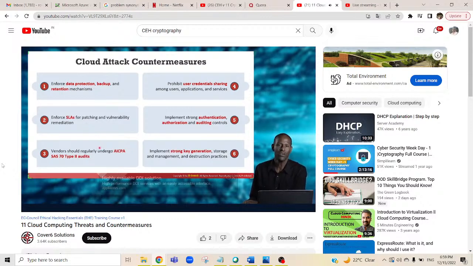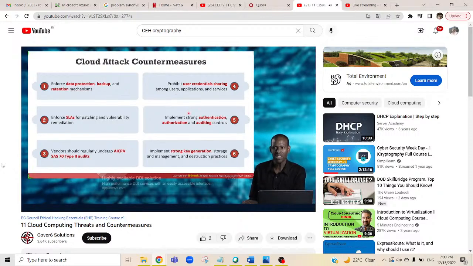Also, make sure that your cloud service provider is regularly undergoing an AICPA SAS 70 Type 2 audit. So just check with the documentation on that cloud service provider. Check that. Prohibit user credential sharing. I give the same advice when I'm dealing with, for instance, Cisco infrastructure or network infrastructure. Same thing here. You don't want to have one or two logins and share those. No, we want to make sure applications, services, and users all have separate credentials.